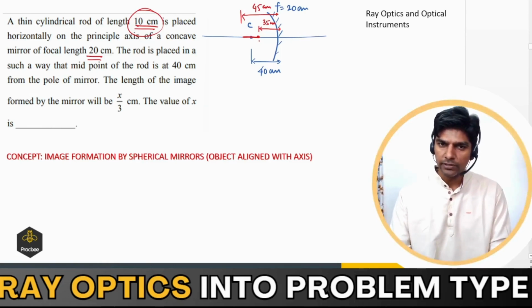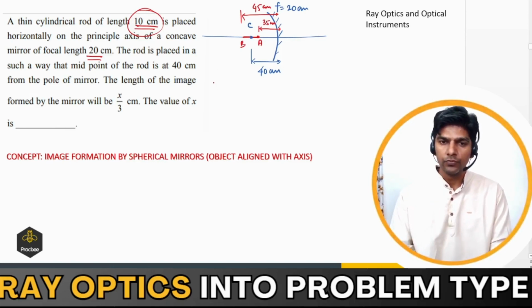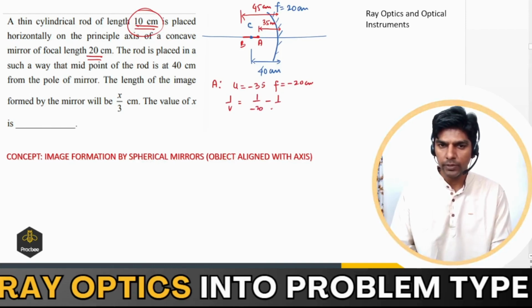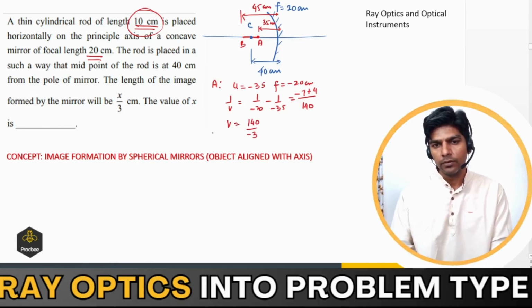So if I consider this point as A and this point as B, let us find the positions of A and B. So for A, u will be minus 35, f is minus 20. So we can say 1 by v is equal to 1 by f minus 1 by u. So LCM will be 140. So this will be minus 7 plus 4. So v comes out to be 140 by minus 3. So that is v for the position of the image of object A.